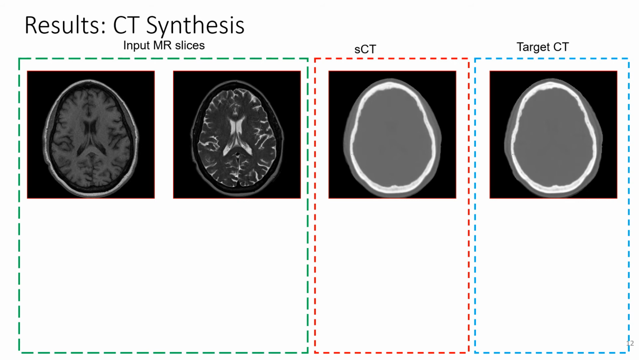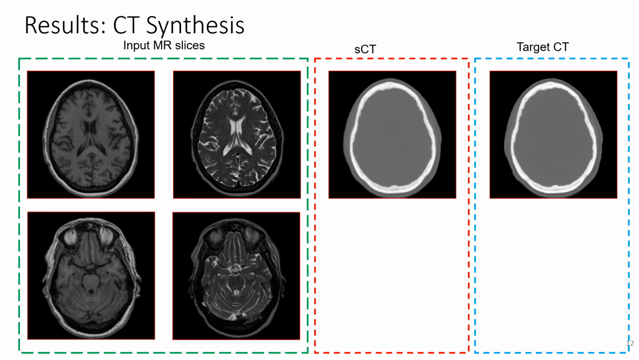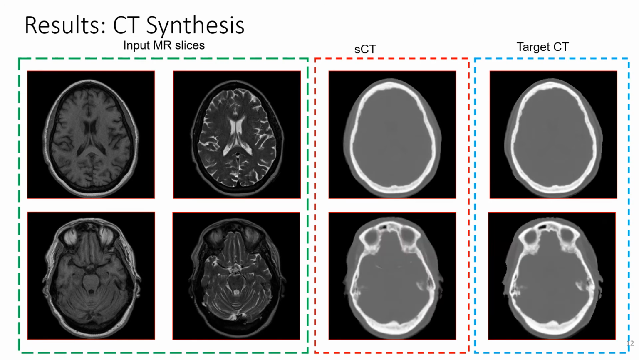Now looking at a different set of MR slices, this is the synthesized CT and this is the target CT. We see that even though the generated CT resembles the target CT, there are some differences. That is, there are some differences near the sinus, near the frontal sinus, and there's also a difference near the cerebral artery.